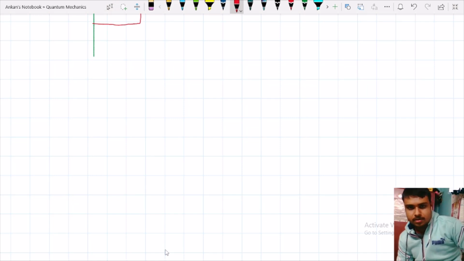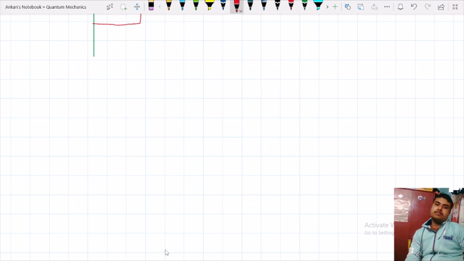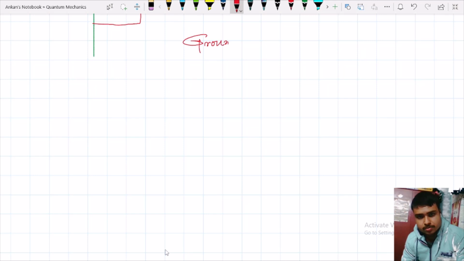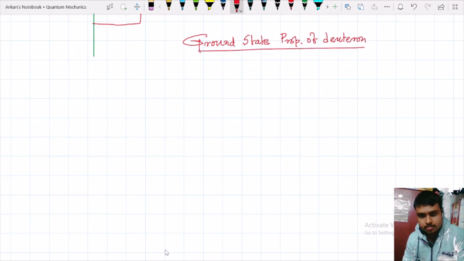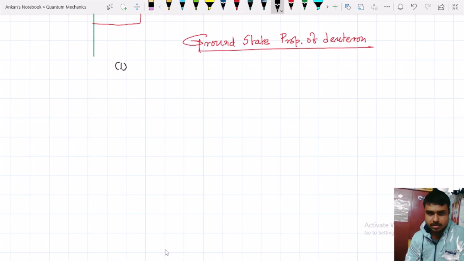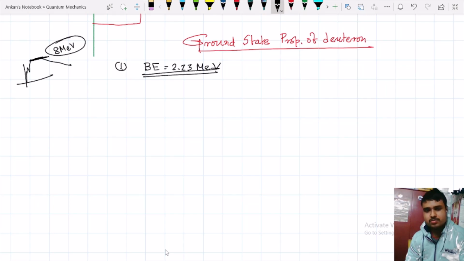From the above calculation of the ground state of the deuteron, some very striking features come out. What are these? Ground state properties of the deuteron. The first property is that its binding energy is very low, of the order of 2.23 MeV. Because the average binding energy is 8 MeV, with respect to that this binding energy is very low.